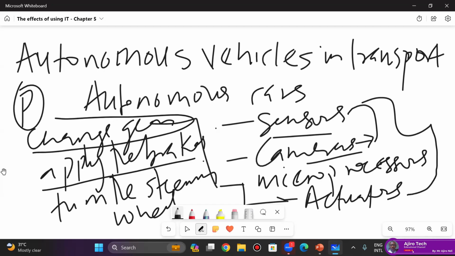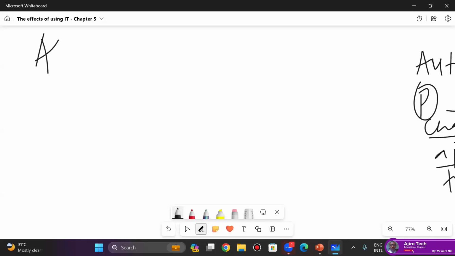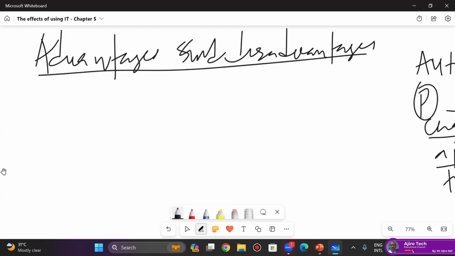So let's talk about advantages and disadvantages. For the advantages, the first advantage here is that it's safer because human error is removed. Remember, it's autonomous, so it's safer because human error is removed, leading to fewer accidents. Okay, safer.